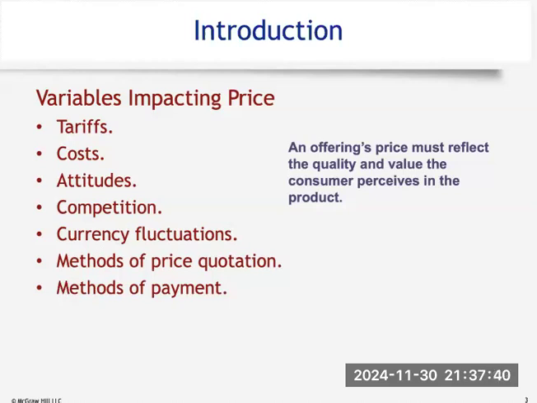First of all, we have to look at the variables that are impacting price. And we can define price. I put it over here on the side as an offering's price. So the product or service's price has to reflect the quality and value that the consumer, wherever they may live, perceives in the product. Okay, so again, we look at the product, which is the heart of the 4Ps, the heart of the marketing mix. And that product or service has to have the quality and value assigned to it. And then we can look at pricing.